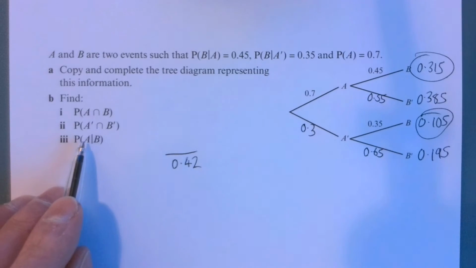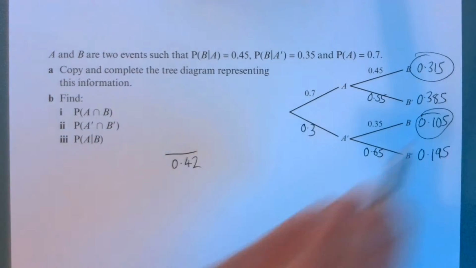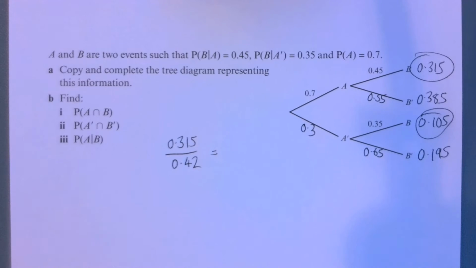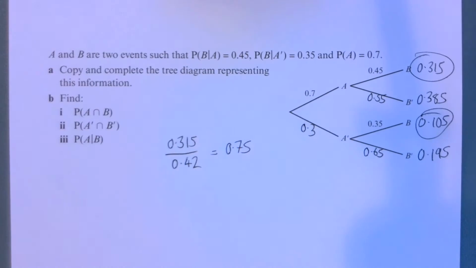Now, of those probabilities, which of them involve A happening? Well, this one doesn't, because this was A didn't happen. So it's this one. 0.315 out of 0.42, which is 0.75.